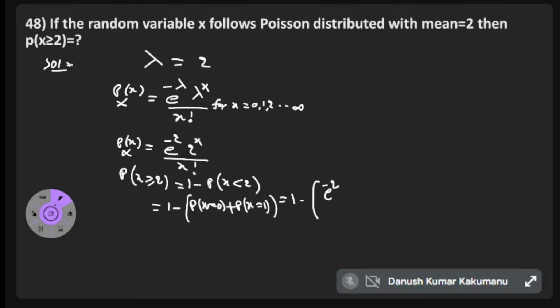2 power of 0 by 0 factorial. 0 factorial is how much? 1. Plus P of x is equal to 1. Substitute x is 1: e power minus 2, 2 power of 1 by 1 factorial.